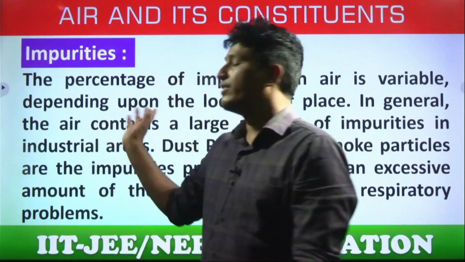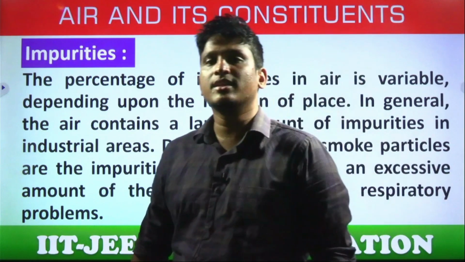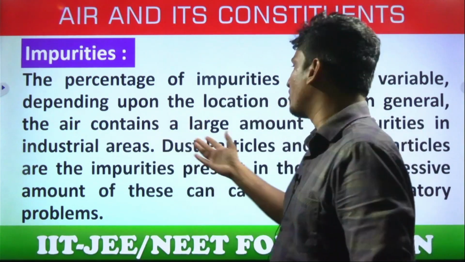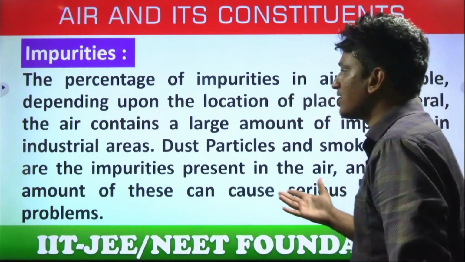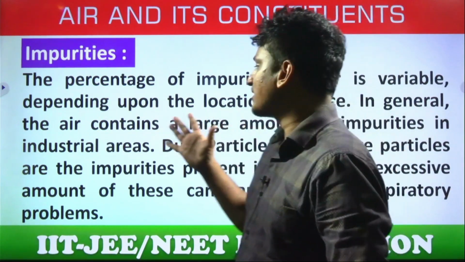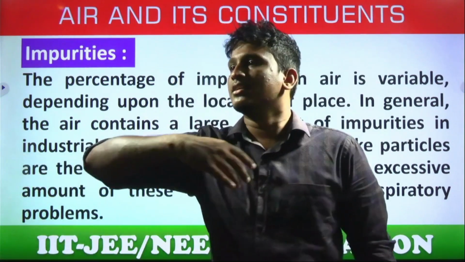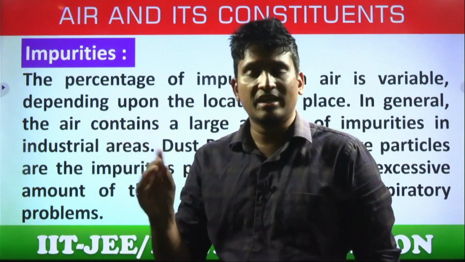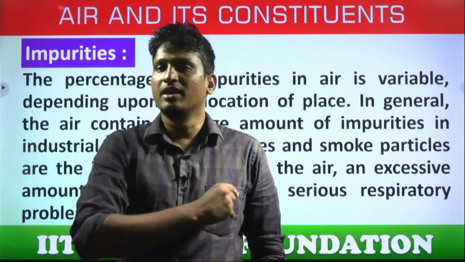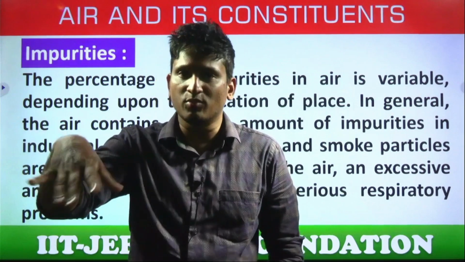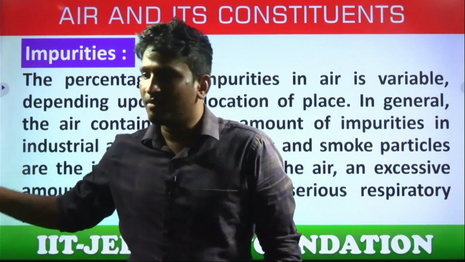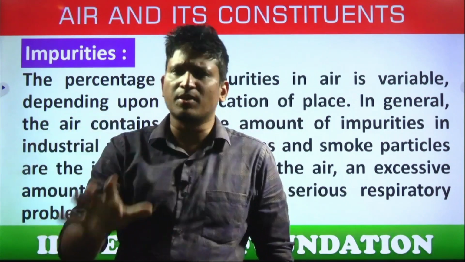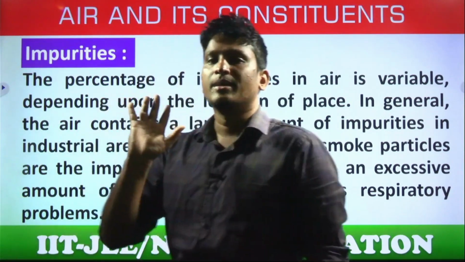Along with this, we can also expect some impurities present in the air, students. The percentage of impurities in the air is variable depending upon the location of the place. In general, the air contains a large amount of impurities in industrial areas. For example, at a mining place, how many impurities are there? Many impurities. So it depends upon place to place. If there is a green park, can we expect more impurities there? No. Where big machinery and work is happening, there is a chance for more impurities. Dust particles and smoke particles all come under impurities.